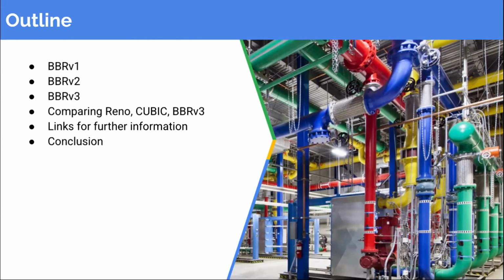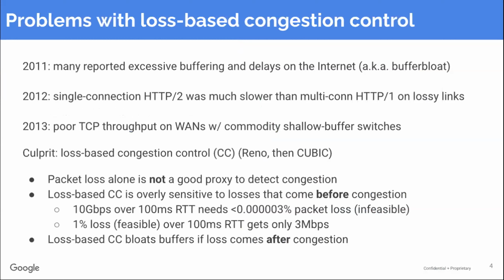So without further ado, let's talk about BBR version 1. What was the history here? What was the motivation? Well, the high-level motivation was that we noticed a number of problems with loss-based congestion control. This all goes back to 2011, when many people across the networking community reported lots of problems with excessive buffering and high delays on the public internet. And this problem was given the name bufferbloat. So you've probably seen that buzzword.